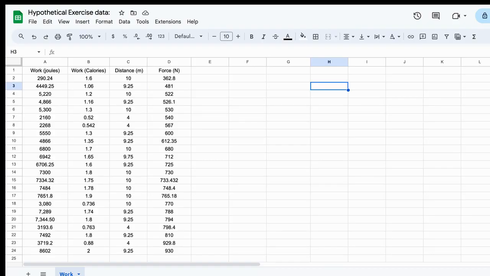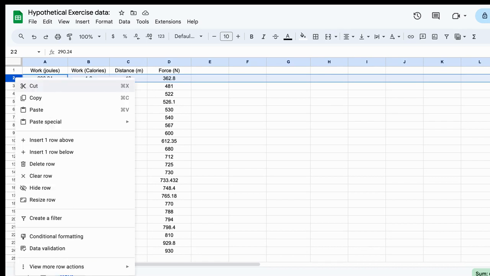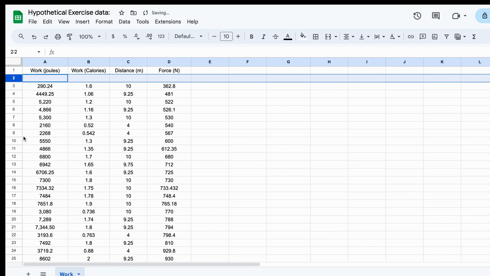This data may not look exactly like yours, but it should be the same data. You should have joules of work performed, calories, the distance the person traveled, their force. And so you can arrange this how you want. But before you do anything else, please go to row 2 and use 2 fingers or whatever you need to do to insert a row above.